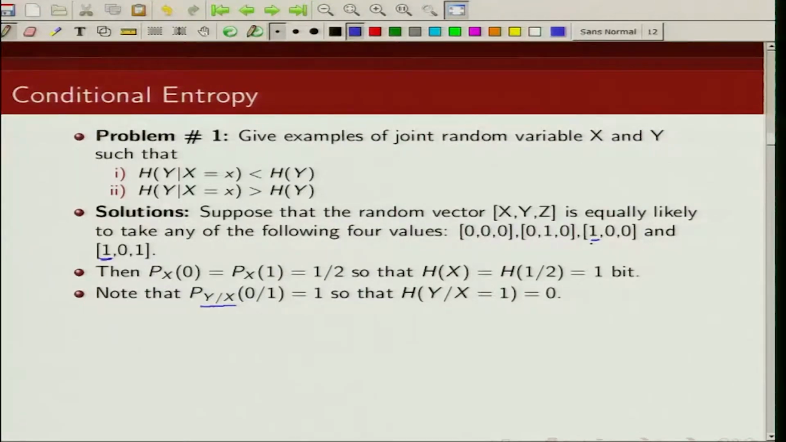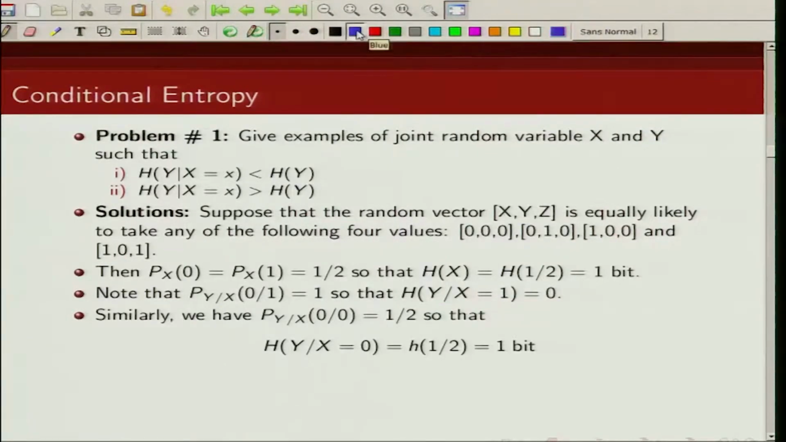Now what happens to y when x is 1? We can see here when x is 1, here y is 0 and here also y is 0. So the uncertainty in y given x equal to 1 is 0, because when x is 1, y is always 0 in this example.